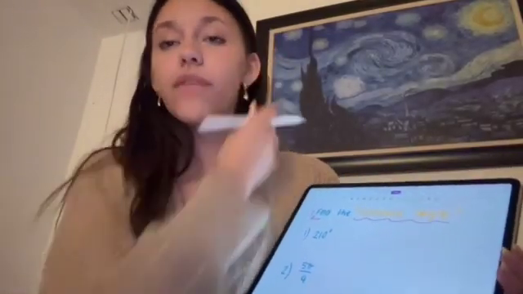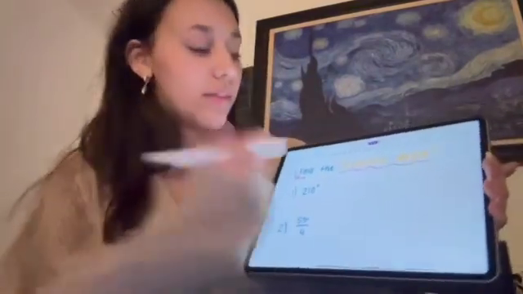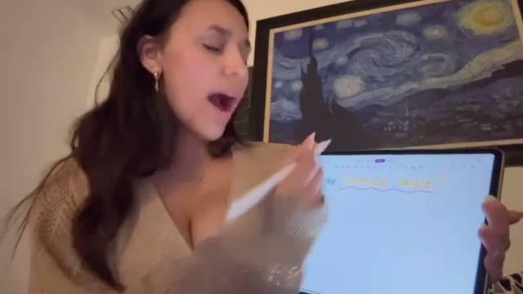Now, since we've learned the basics of the formulas to find the reference angle, we're going to do 2 easy problems to find the reference angle. So let's first begin with the first problem. It gives us 210 degrees. So how do we find that?